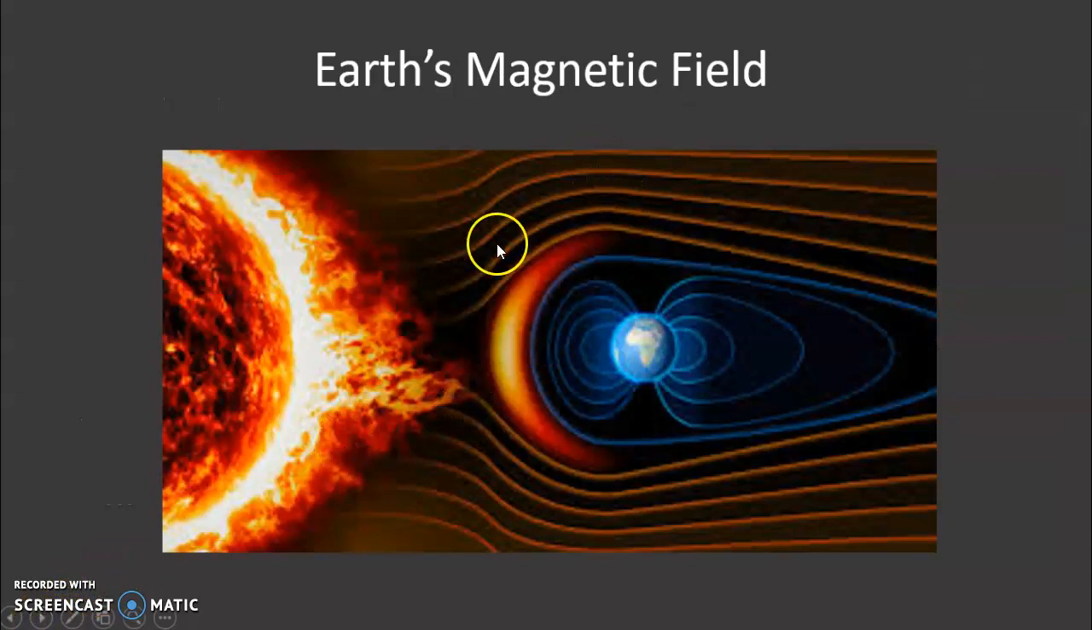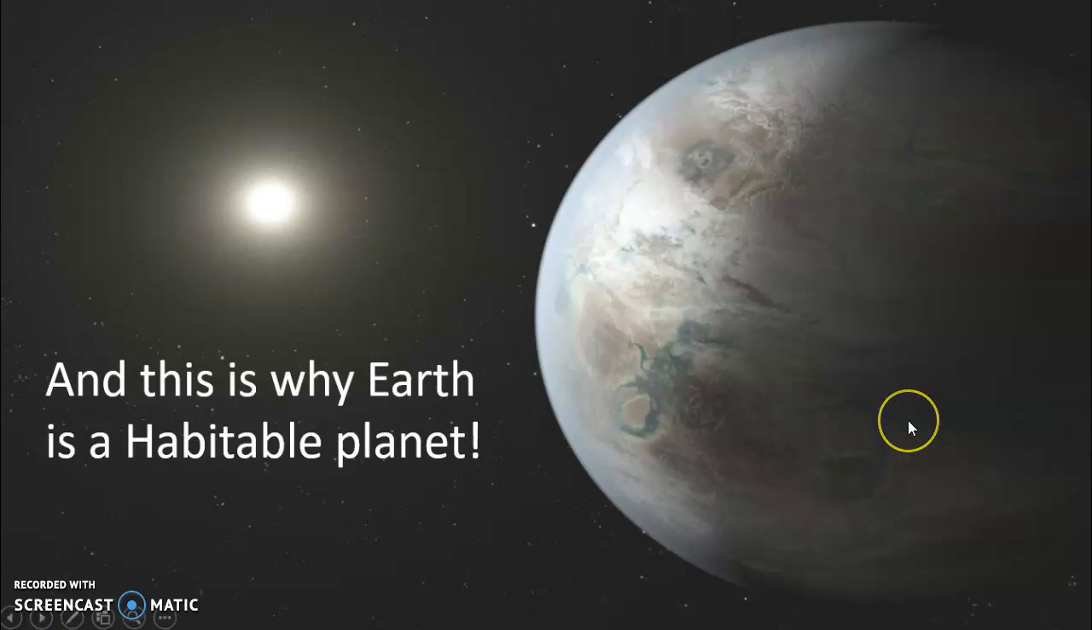So shown is a picture of the Earth's magnetic field. Earth has habitable features because of this. And not only that, but the mass, position from the sun, and the plate tectonics also play into the habitable environment. And this is why Earth is a habitable planet.